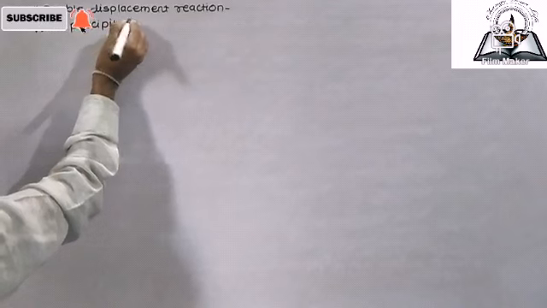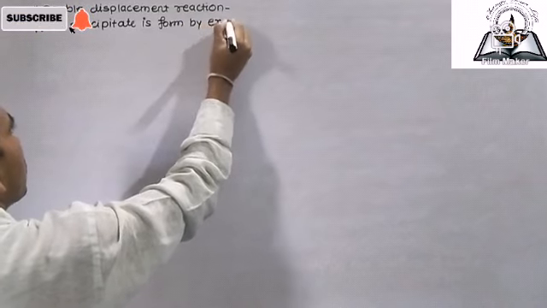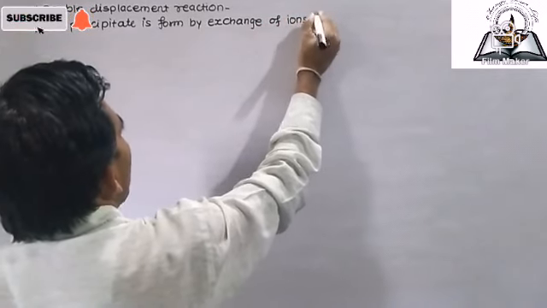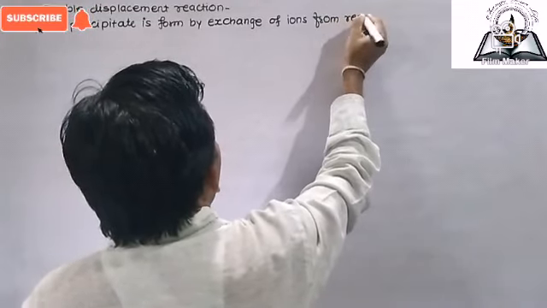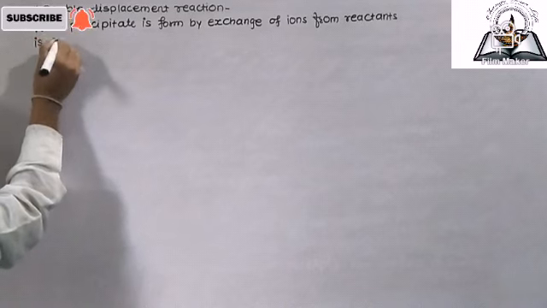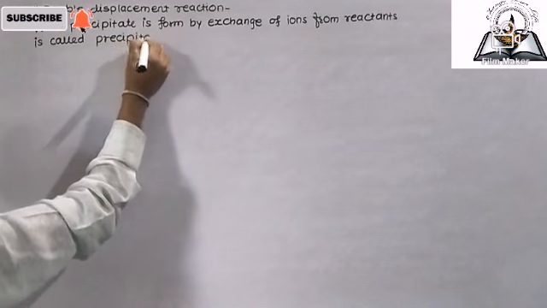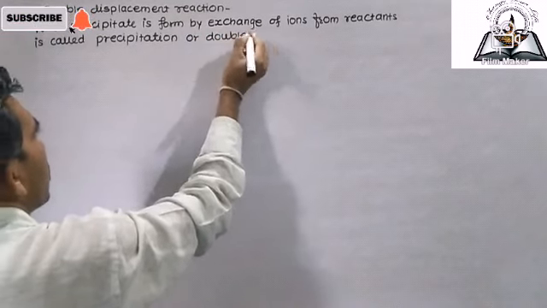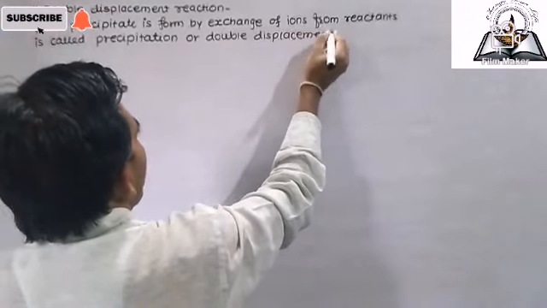is formed by exchange of ions from cations and anions, that is from the reactants, is called precipitation, or double displacement reaction. So this is the double displacement reactions.